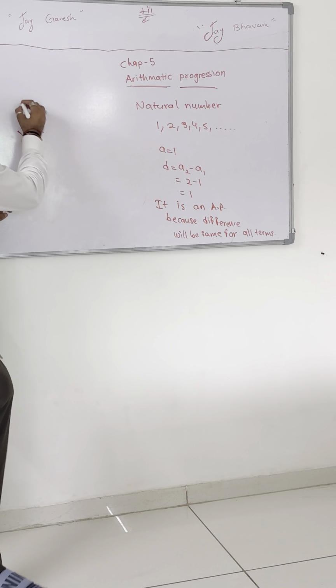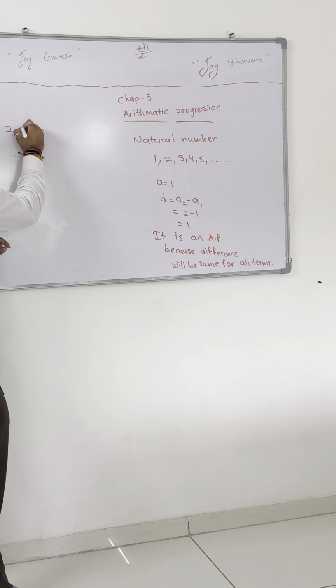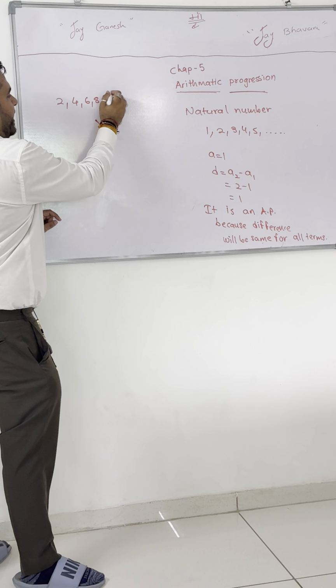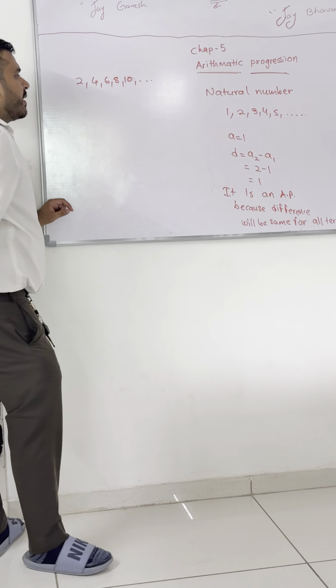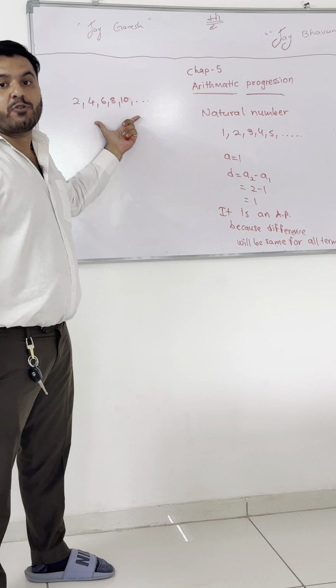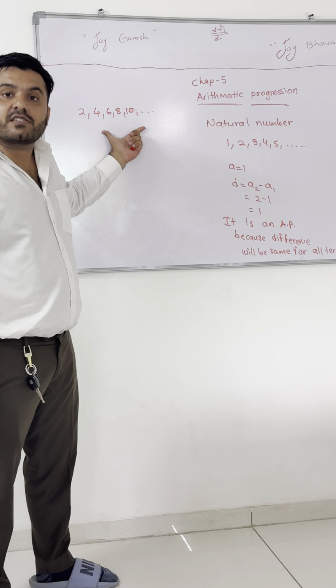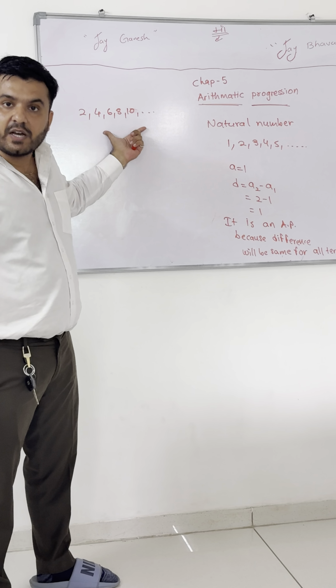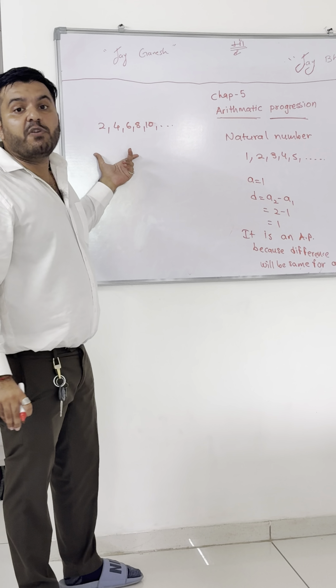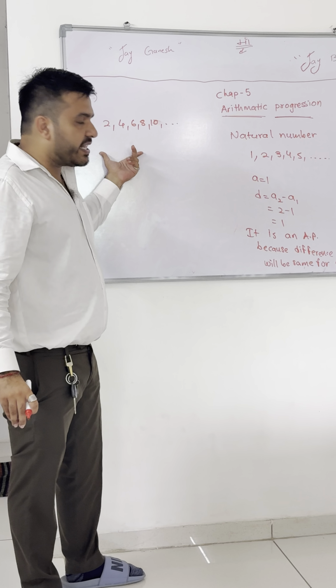But suppose this AP is given: 2, 4, 6, 8, 10 and so on. For this AP, you have to find the 50th term. So how can you find it out? You don't find it like this way. For this, we have one formula for finding the 50th term.